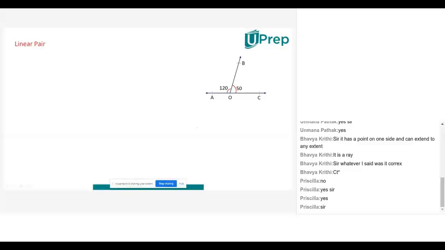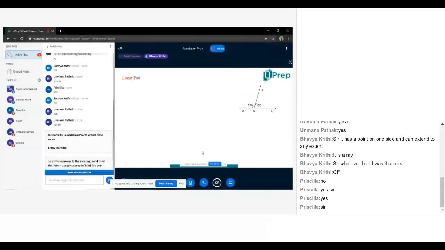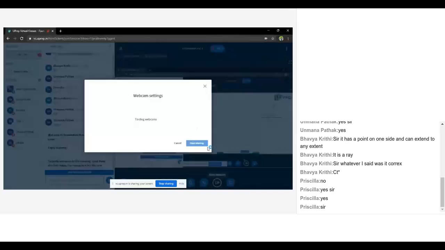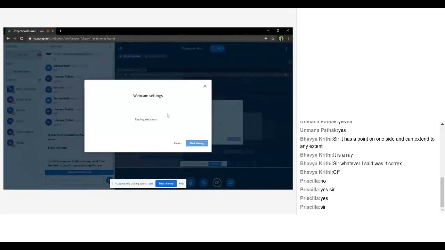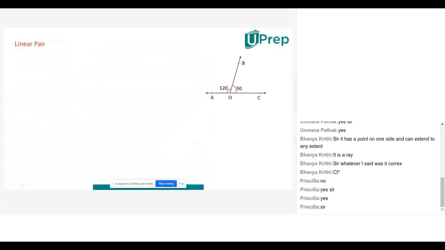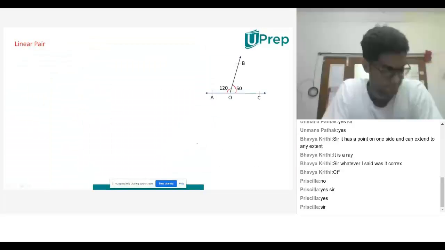Exactly. So, what is my question? Sir, if they give us two angles and if we add them, it has to come to 180 degrees. Only then it will become a linear pair. Very good, brilliant, very good clarity of thought. Now, my question is, what is the mistake in the diagram? What is the mistake in the figure?